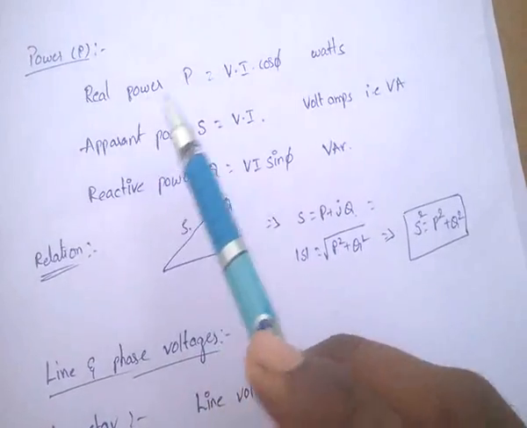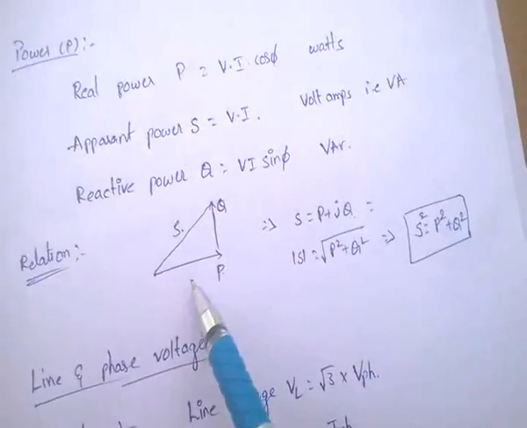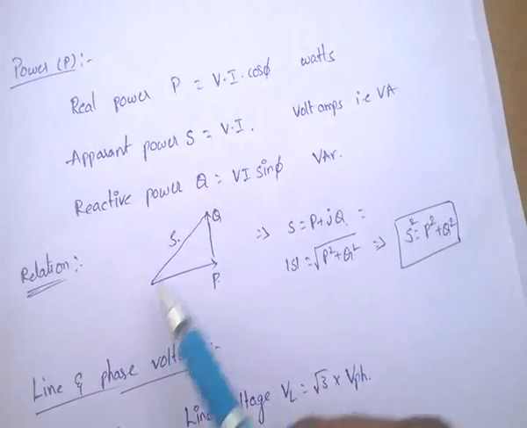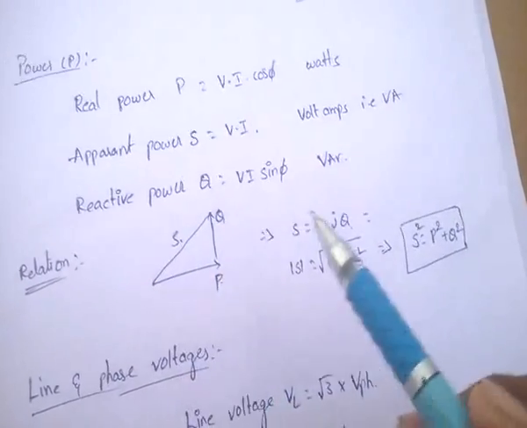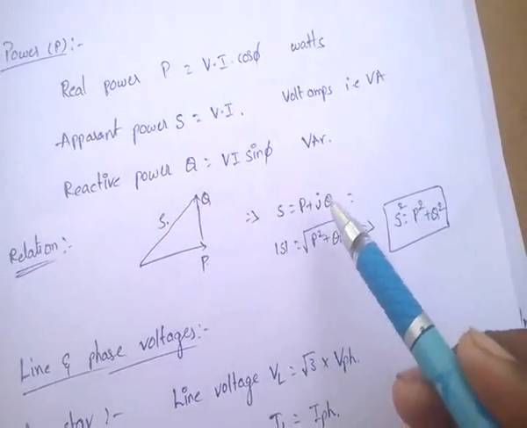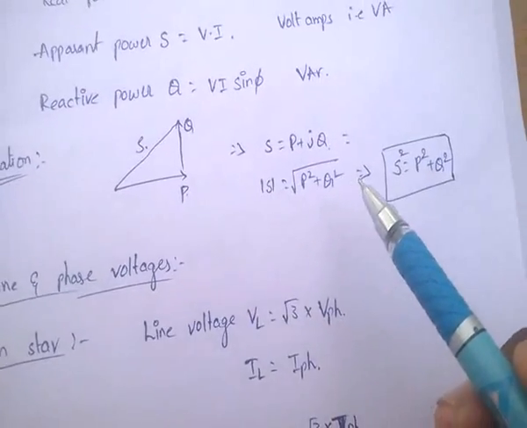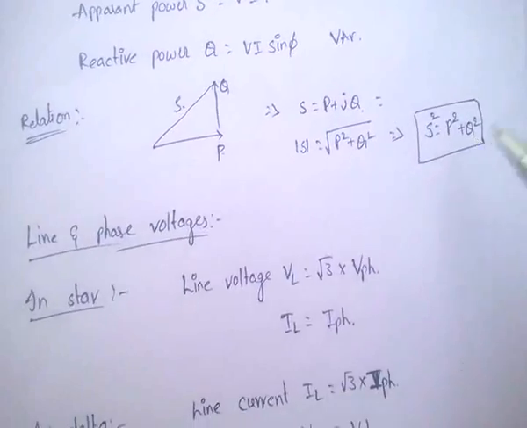The relation between P, S, Q: P is the real power, Q is the reactive power, and the result is the apparent power. So S equal to P plus jQ in vector form. Mod S equal to root of P square plus Q square, so S square equal to P square plus Q square.